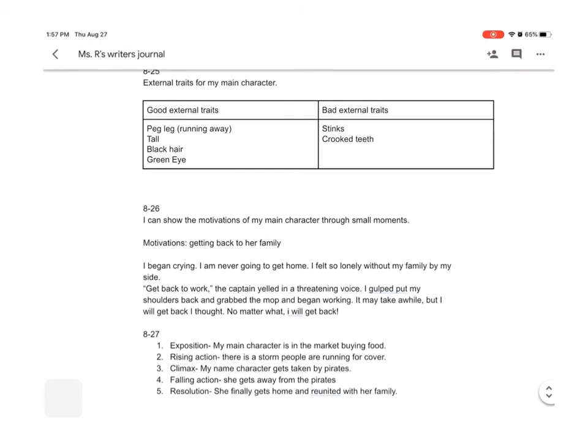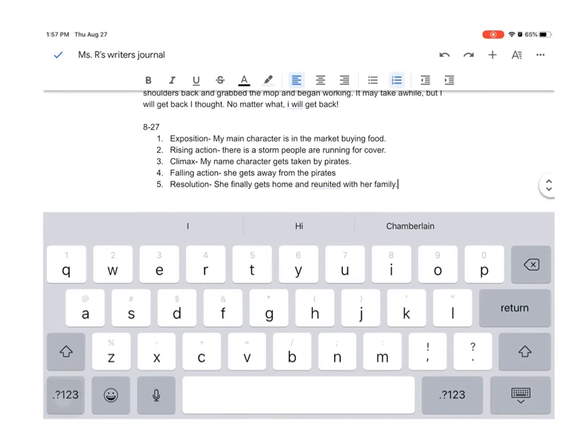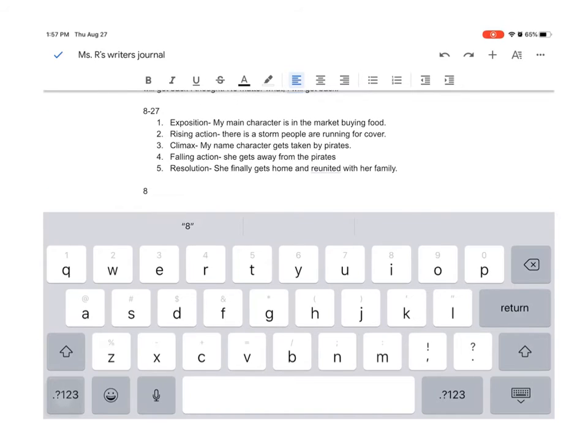All right, so your task today is to draft a new story arc. You have a story arc from yesterday. I'd like you to try doing another one for the same story. So take a look at your old story arc and put a new entry underneath in your writer's journal. Your writer's journal had 827, today is 828.